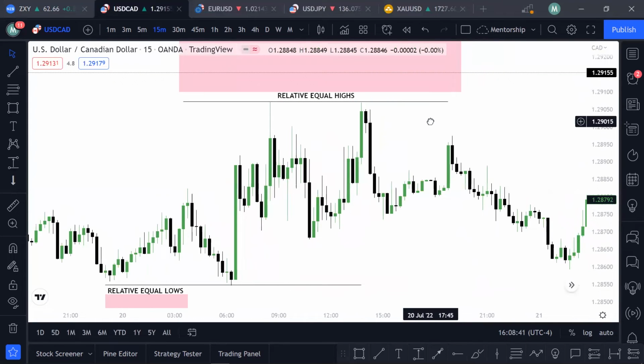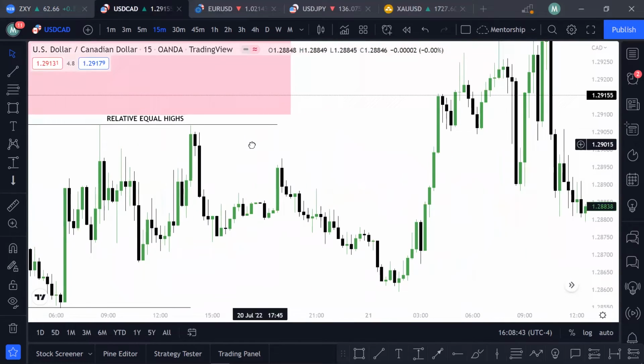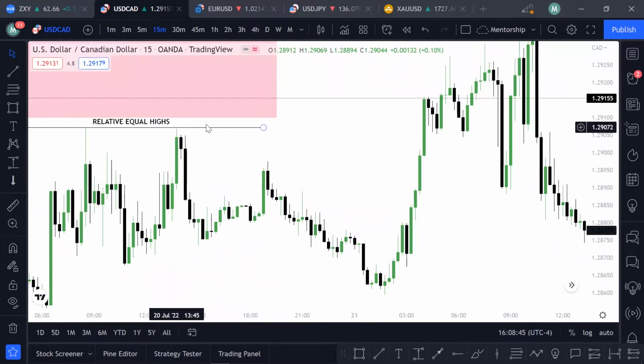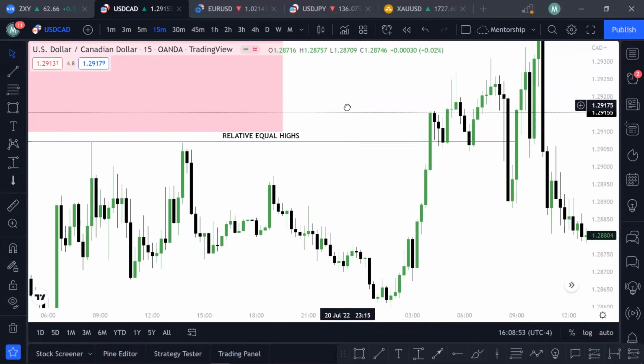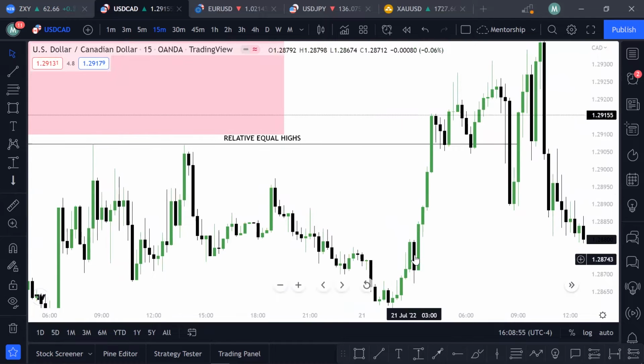This is a 15-minute time frame on the USD CAD. Price trades above these highs. Okay, this is a retail break of market structure. This is a retail break of market structure. Retailers are now buying because they're seeing higher highs and engulfed candles here.